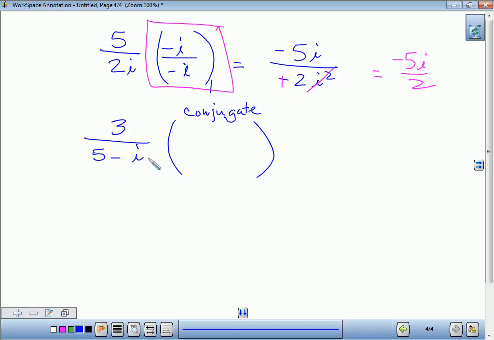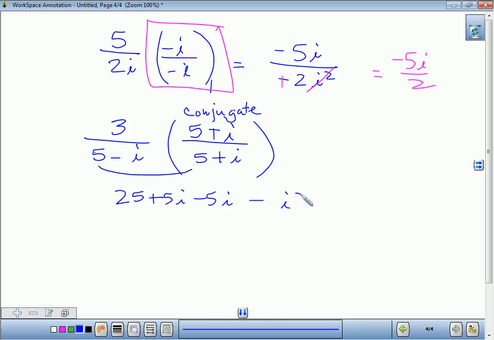The conjugate of this complex number is 5 plus i. Remember, you just changed the sign of the imaginary part. And the reason we do that is because it eliminates the imaginary part when we distribute. So we get 25 plus 5i minus 5i minus i squared. And remember, i squared is really -1.